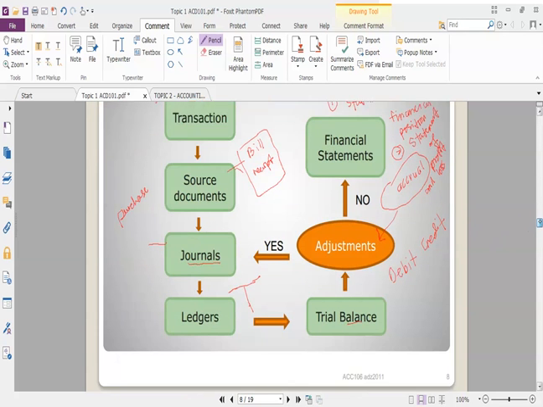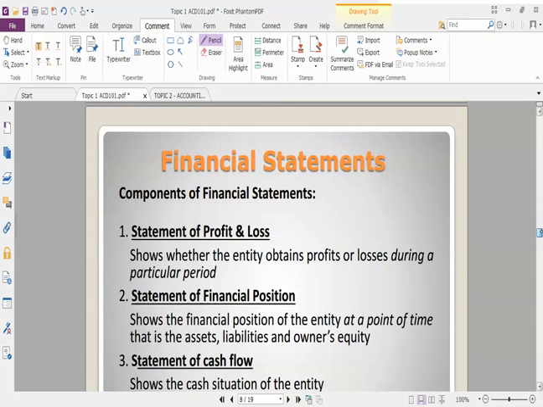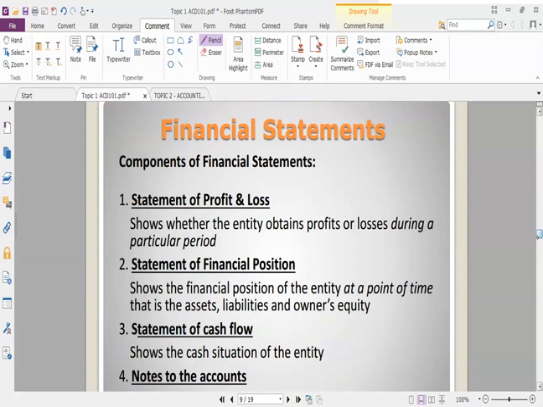Okay, Ahmed. Revenue is in the profit and loss statement. Financial statement is the name, and under the financial statement are the statement of profit and loss and the statement of financial position.